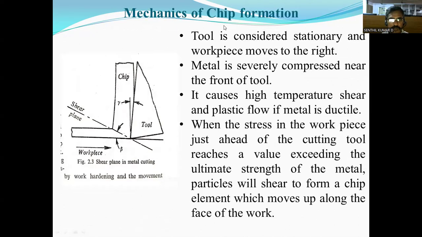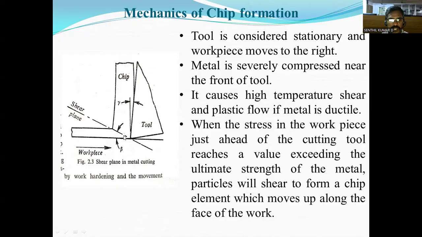Then we will deal with mechanics of chip formation. Look at this figure. Here, the tool is considered stationary and the workpiece is considered to be moving towards the right. Due to the cutting action of the tool, the metal is severely compressed near the front of the tool. It causes high temperature, shear, and plastic flow if the metal is ductile.